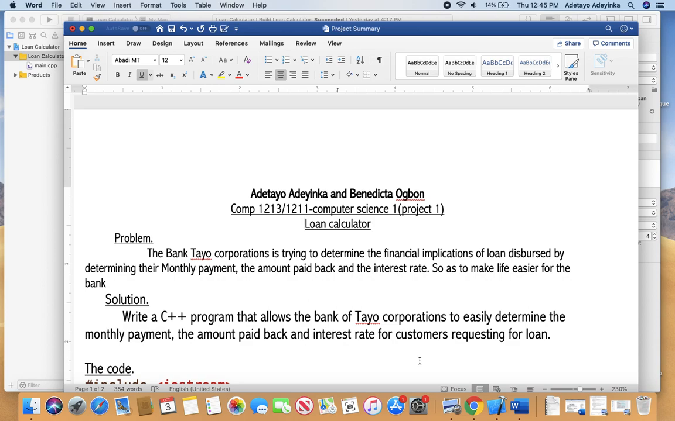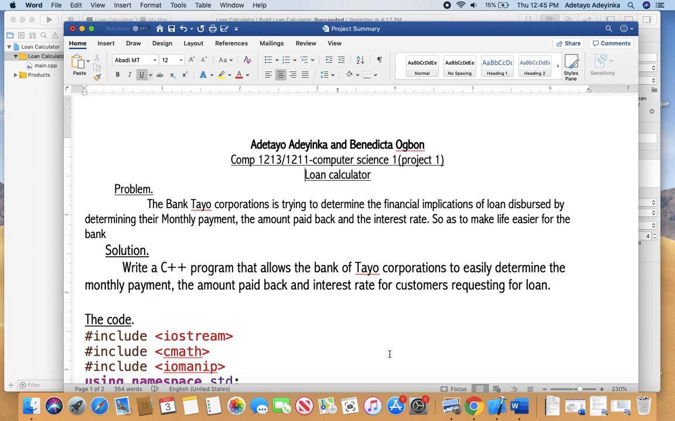Taya and Benedicta's project. So we came up with a problem and we basically named a bank and we gave it a name, which is Taya Corporations. So we're trying to determine the financial implications of loans disbursed by determining their monthly payment, the amount to be paid back, and the interest rate using a loan calculator.